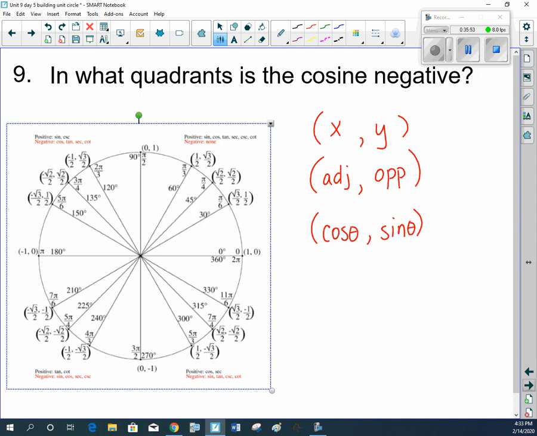Okay, so where's the cosine negative? Well, it looks like to me I'm looking where x values or the adjacent side are negative numbers. So if you come over here to your unit circle, it looks like to me that the x values or the adjacent side are negative right here in the second quadrant and right here in the third quadrant. So cosine is negative in the second and third quadrant.